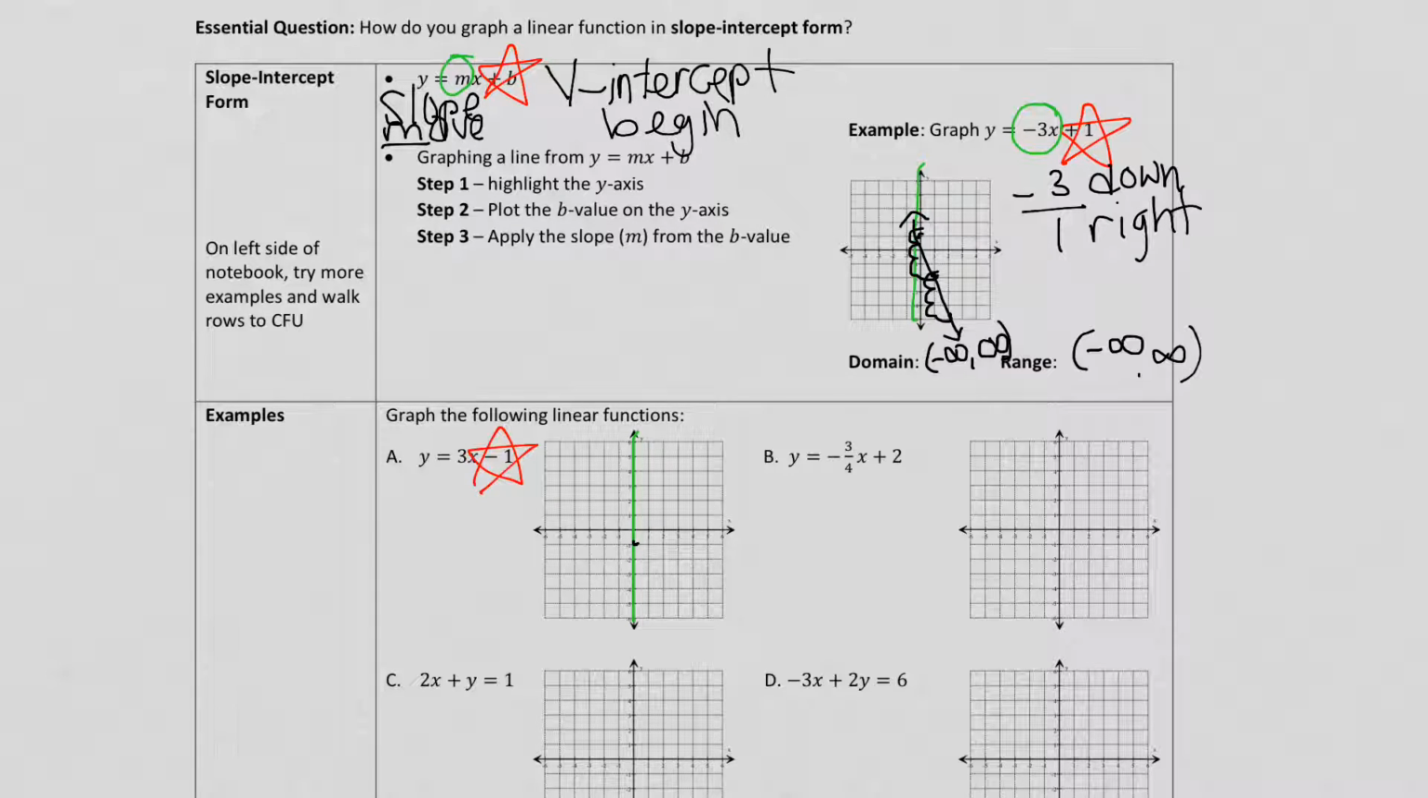Next, I'm going to apply slope from the b value. My slope is 3. So in order to make it a fraction, I'm going to go 3 over 1. And this time, it's a positive 3. So I'm going to go up 3 and to the right 1. From my b value, I'm going to go up 3, 1, 2, 3, and to the right 1. So there's my next point. And we can do it one more time. 1, 2, 3, and to the right 1. So there's my line.